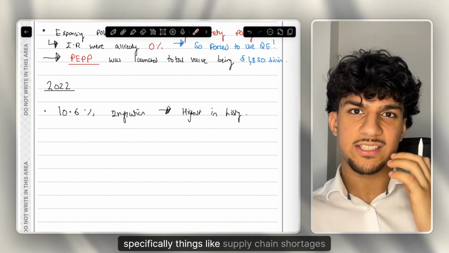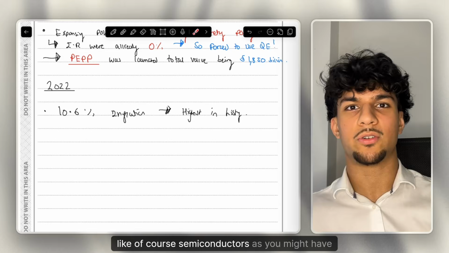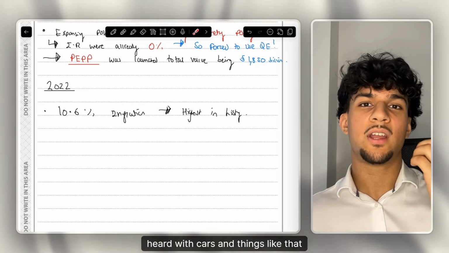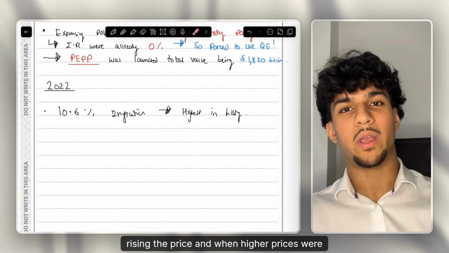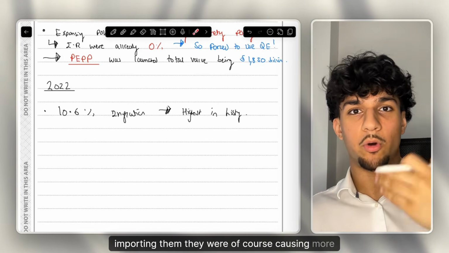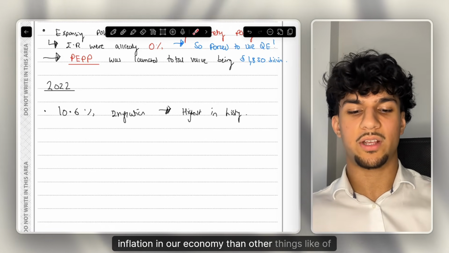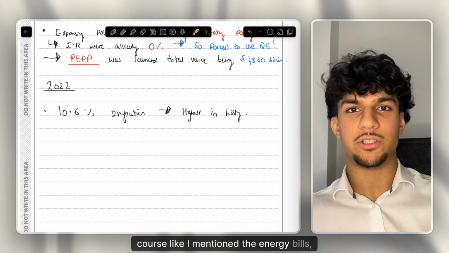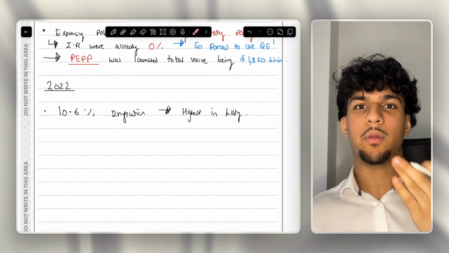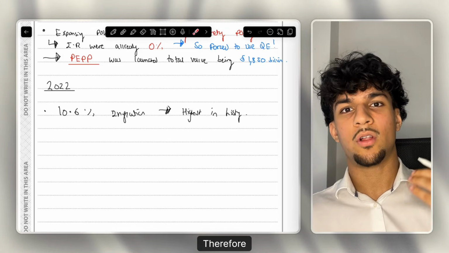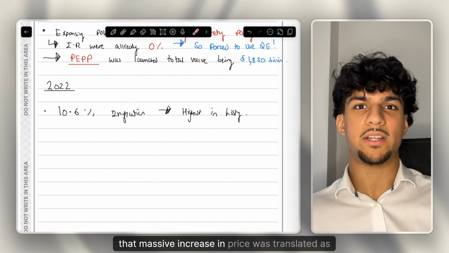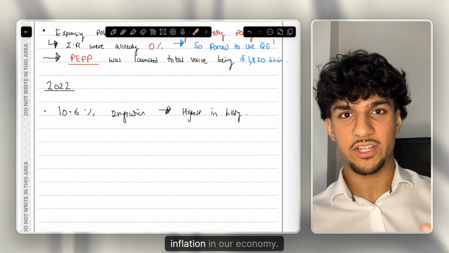So specifically, things like supply chain shortages, like of course semiconductors, as you might have heard with cars. The shortage of semiconductors was raising the price, and with higher prices, we were importing them, and they were causing more inflation in our economy. Then other things like, as I mentioned, the energy bills. The Russia-Ukraine war led to much higher gas bills, and we were importing the gas. Therefore, that massive increase in price was translated as inflation in our economy.